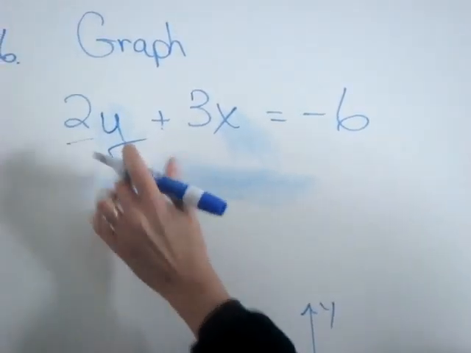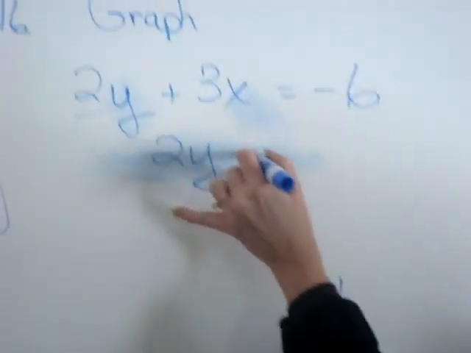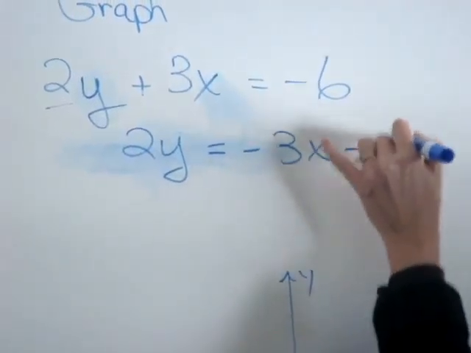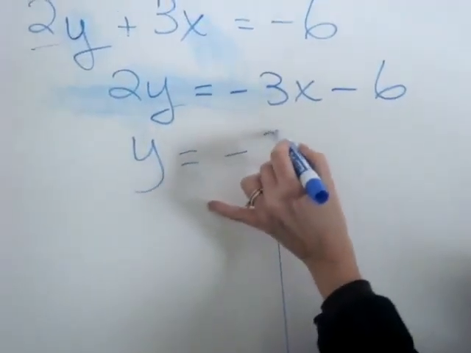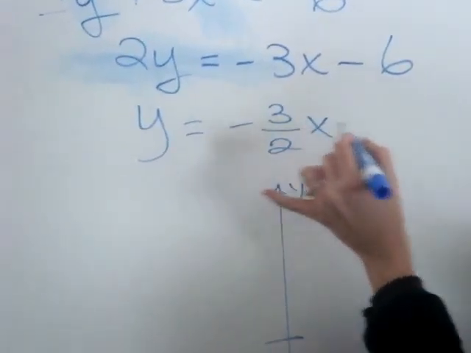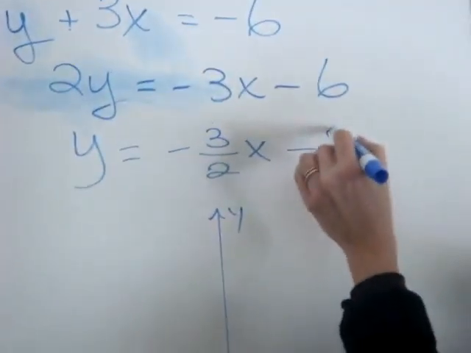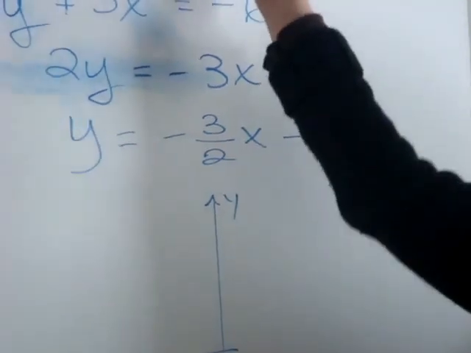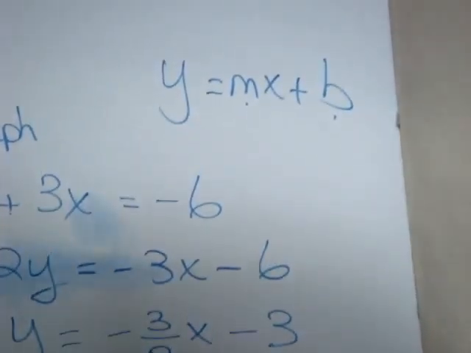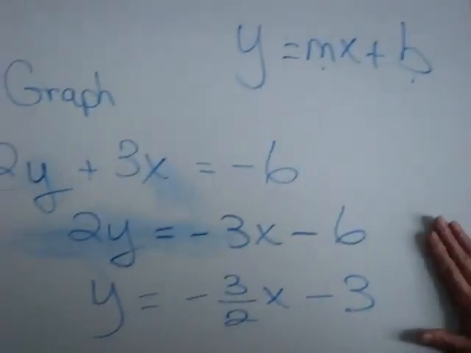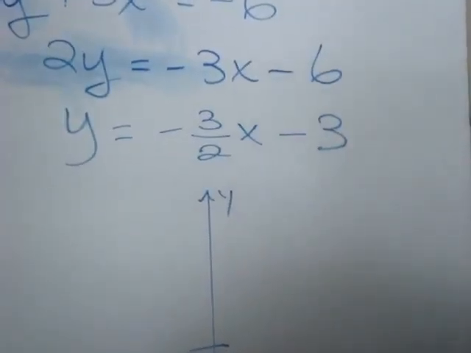So we're isolating the y, so we get 2y equals -3x minus 6. You have to isolate it, so we get y equals -3/2 x minus 3. This is in the form y equals mx plus b. This is our slope and our y-intercept. Once you get this form, it should be really easy for you to graph these. Make sure I got it in the right form.